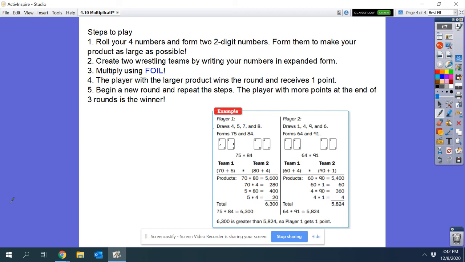Then you create your 2 wrestling teams by writing your numbers in expanded form. Oh, I forgot, of course, the most important step. Make your 2-digit by 2-digit multiplication to find the largest product. Make your teams, multiply using the FOIL method, also known as the distributive property and also known as finding the partial products. And then the player with the larger product wins the round and receives a point, and you can play as many rounds as you like until your heart's content. So I'll put these directions for you if you would like them.